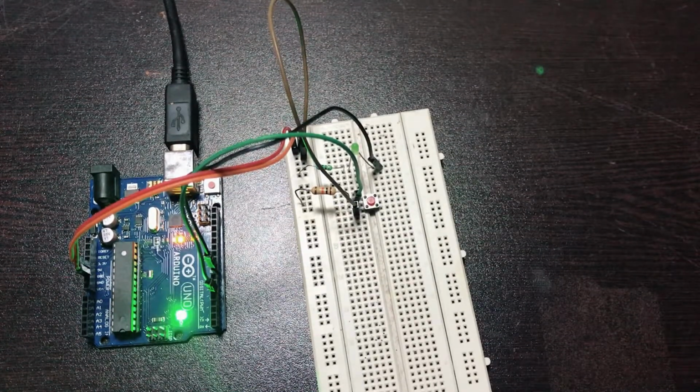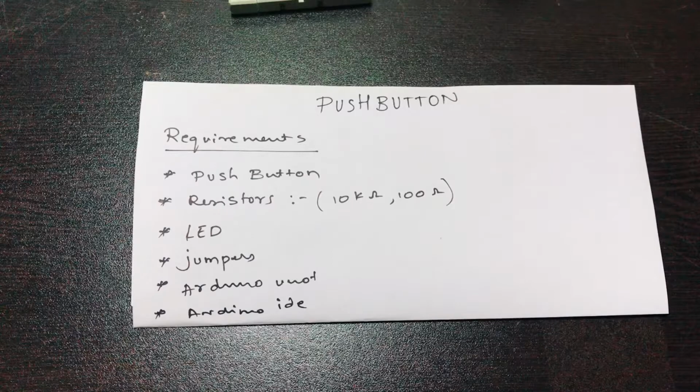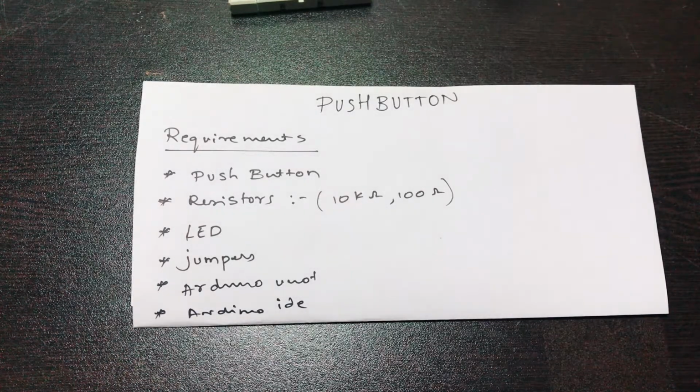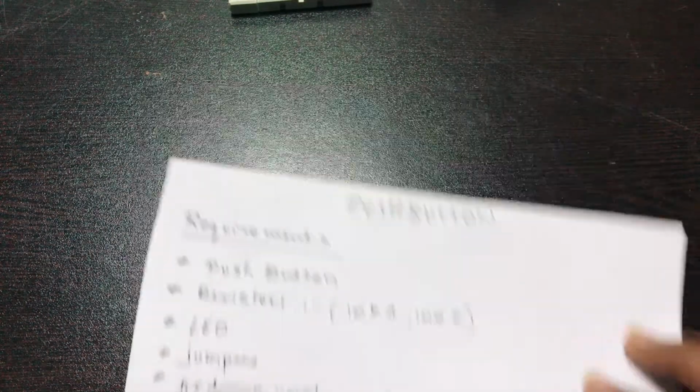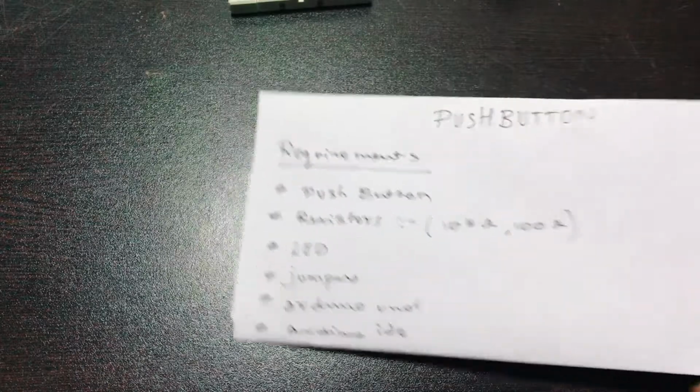So let's get started. What are the things we require? Let me just show you the requirement list. So we are going to require a push button, a resistor, any resistor is okay, an LED, jumpers, and an Arduino, and the Arduino IDE installed on your PC or a Mac. So first let me go with the connections.